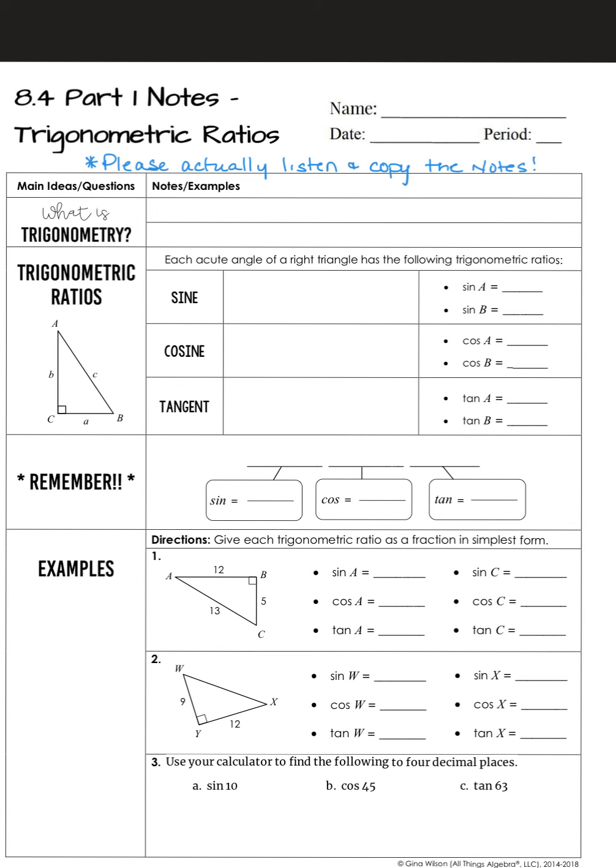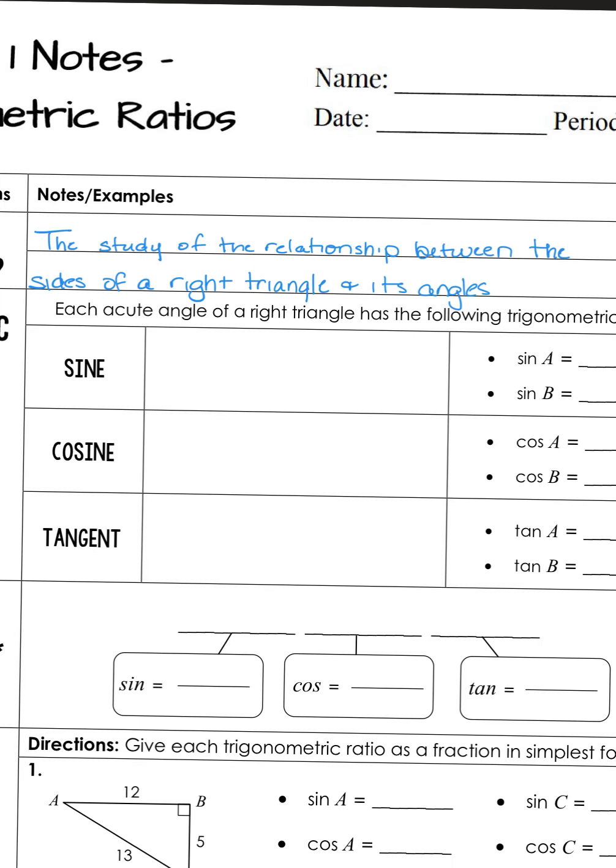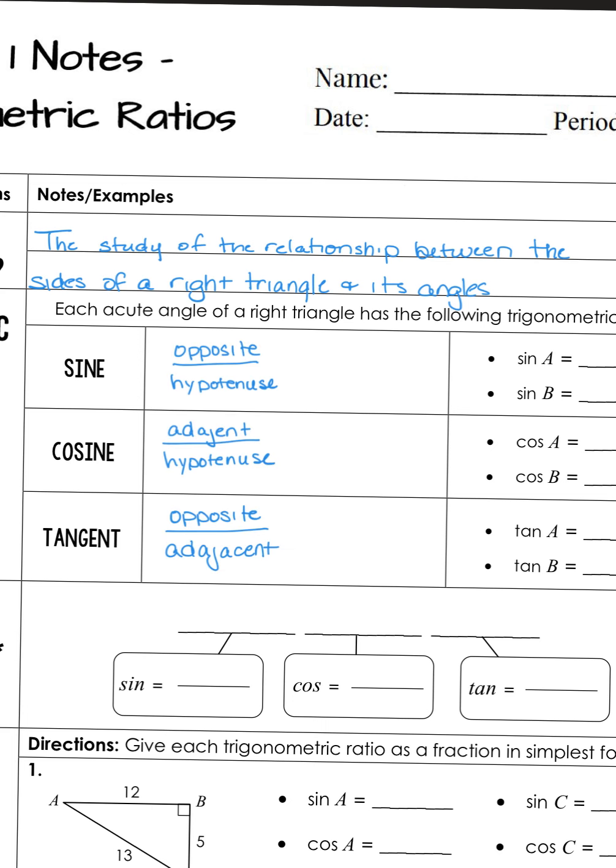Trigonometry is just the study of the relationships between the sides of a right triangle and its angles. So trigonometry has three basic ratios, and those are sine, cosine, and tangent. Each of those is the relationship between two of the sides. So sine is opposite over hypotenuse, cosine is adjacent over hypotenuse, and tangent is opposite over adjacent. So the last couple of days, all you've been asked to do is put the correct sides together. So let's actually talk about what those sides mean.